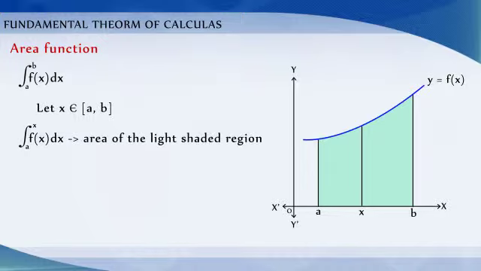Then integration of a to x f of x dx represents the area of the shaded region. The area of this shaded region is a function of x. Let us denote this function of x by A of x. We call the function A of x as area function and it is given by A of x is equal to integration of a to x f of x dx.